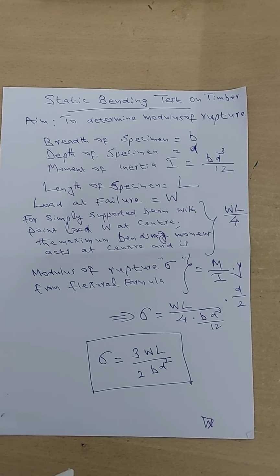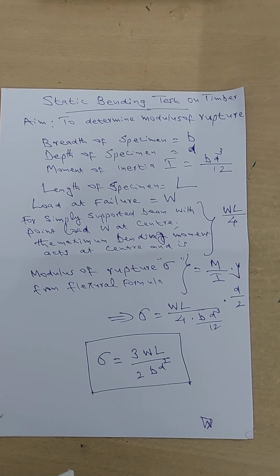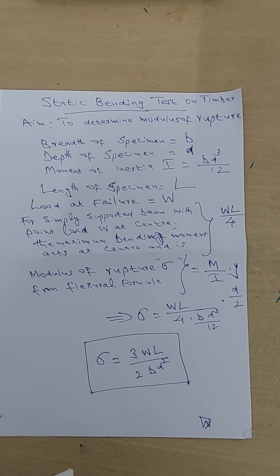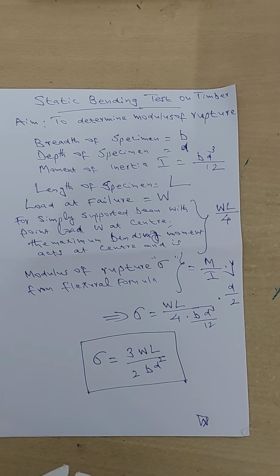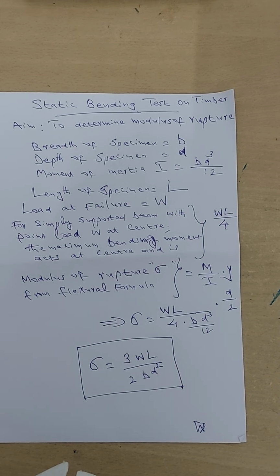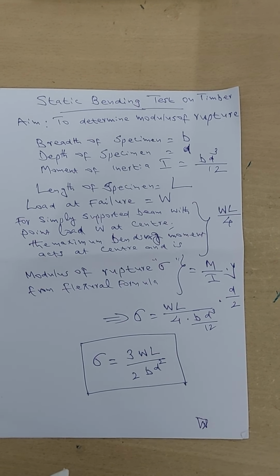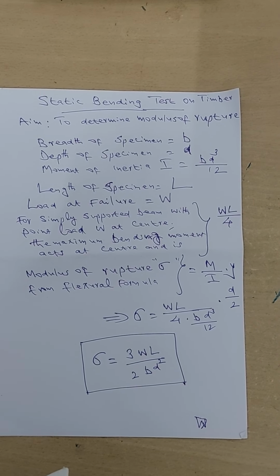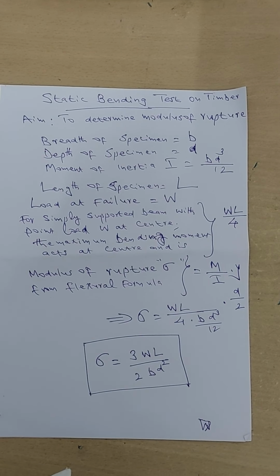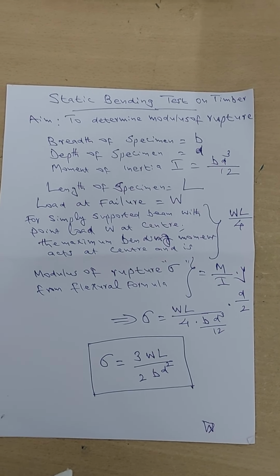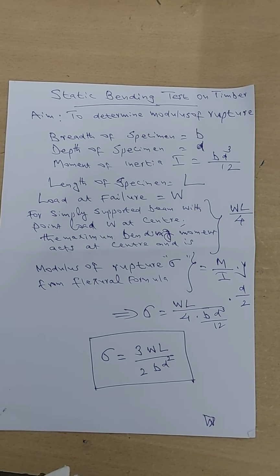M is the bending moment, I is the moment of inertia, and y or y max is the distance of the outermost layer from the neutral axis. But M has been determined as WL by 4, I is B d cube by 12, and y max is D by 2, depth by 2. So we can say sigma is WL by 4 divided by B d cube by 12 into D by 2. So it can be rewritten as sigma is equal to 3WL by 2 BD square, and this is the equation for modulus of rupture. So the modulus of rupture will be given as 3WL by 2 BD square.